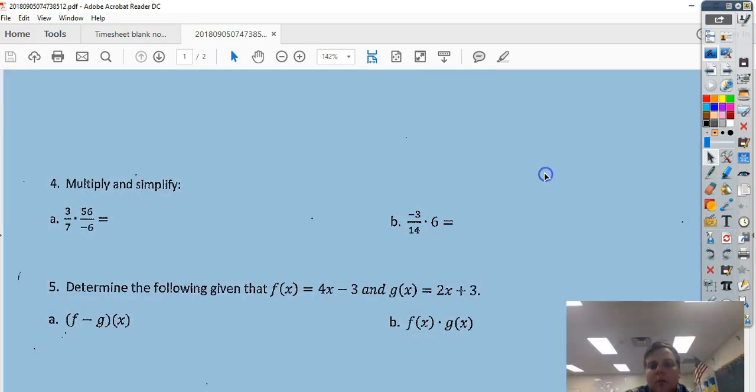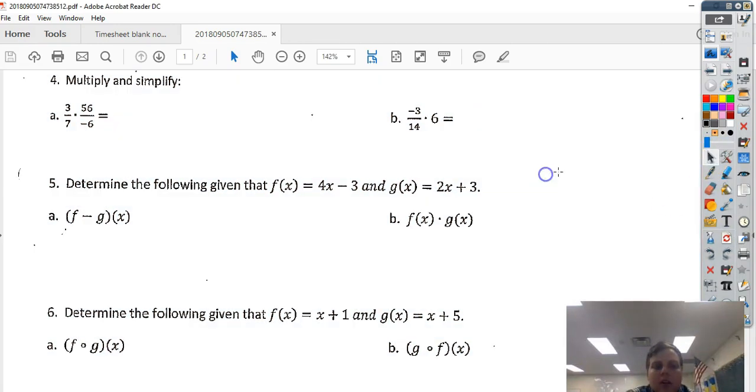Alright, moving on to problem number 5. Okay, problem number 5. Determine the following given that f of x is equal to 4x minus 3 and g of x is equal to 2x plus 3. So f minus g of x, so here's f of x, so I'm just going to say 4x minus 3 minus g of x, which is 2x plus 3.